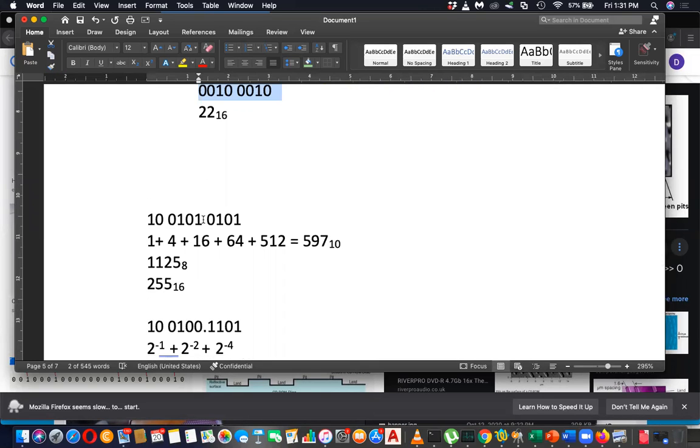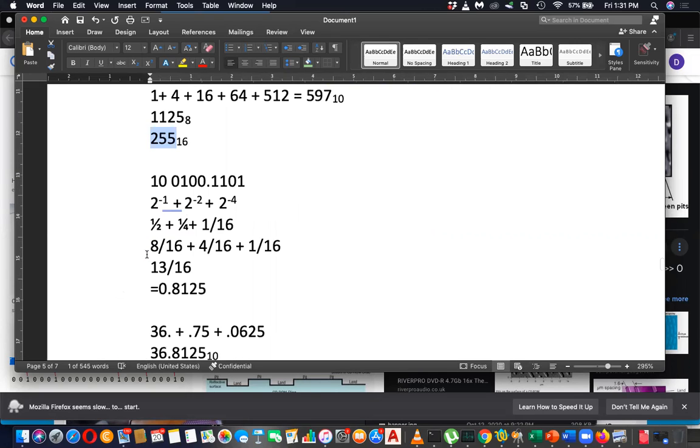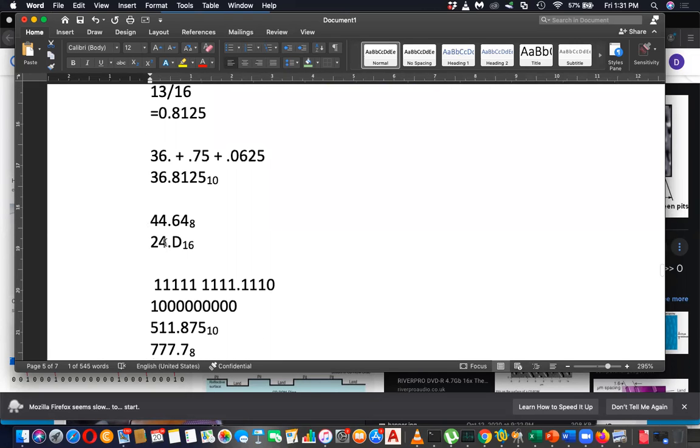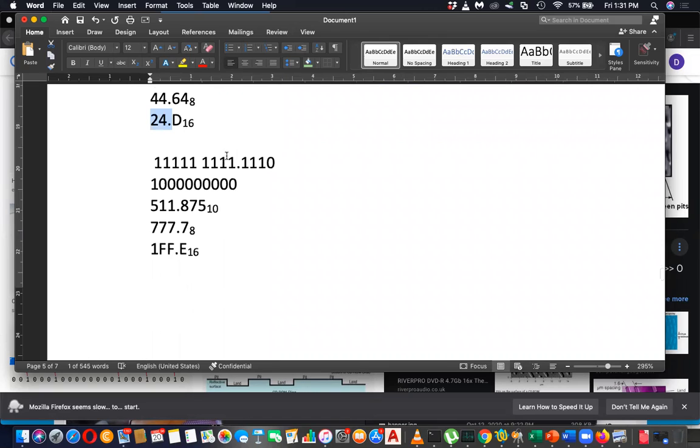Here again, the same thing. Binary has 1, 2, 3, 4, 5, 6, 7, 8, 9, 10 digits, but here it has only 3. Here also it has only 1, 2, 3, but this is lengthy. Here also the same. This is lengthy, but this one is much shorter.